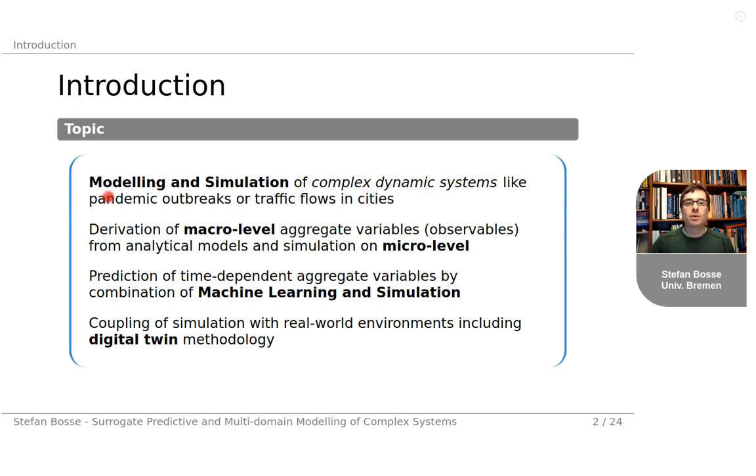Now, most of all, it's modeling and simulation of complex dynamic systems with respect of societies, large-scale population, and so on. And here in this work, we use the case of pandemic outbreaks. Other use cases are traffic flows in cities, like the smart city context, crowd flows, and so on. So we want to derive on macro level so-called aggregate variables, observables, on a macro system level, from analytical models and simulation on micro level. So we want to model and to simulate on micro level and to get observables on macro level.